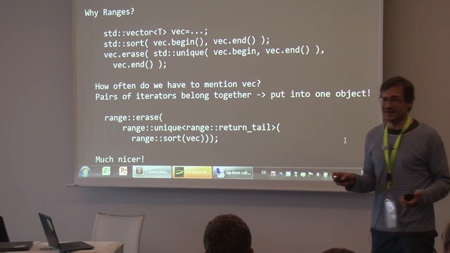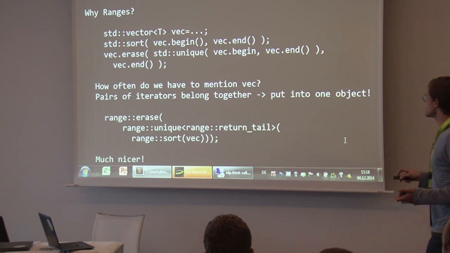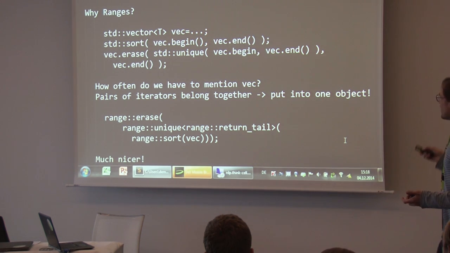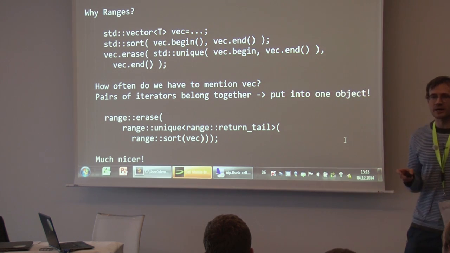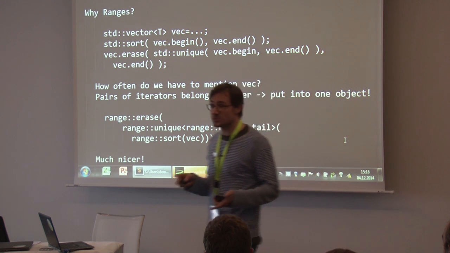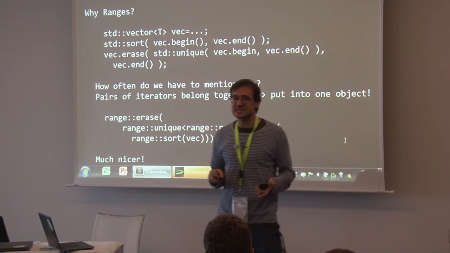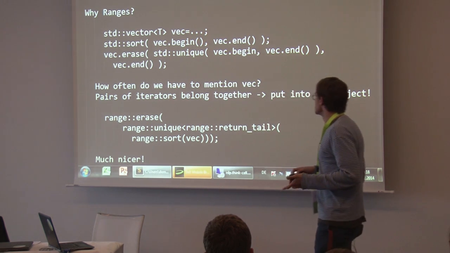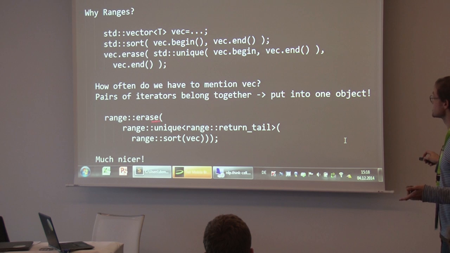Now, we wrote vec really, really often, and it gets really ugly, right? So what do we want to do? Well, the pairs of iterators are really one thing. We are talking about a range of values. And it would make sense to put these two iterators into a single object. That's the basic idea of ranges. So pairs of iterators belong together, we put them together. And then you can write something like this, which is much nicer.